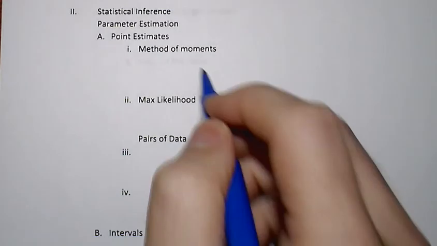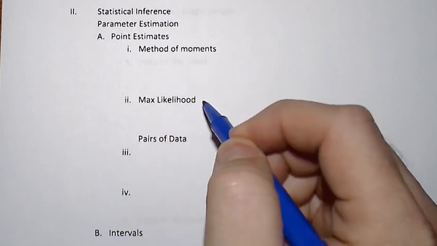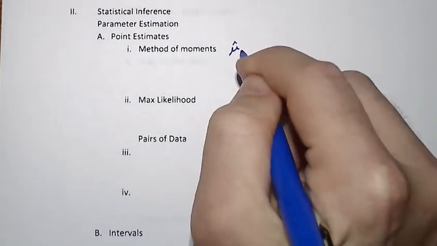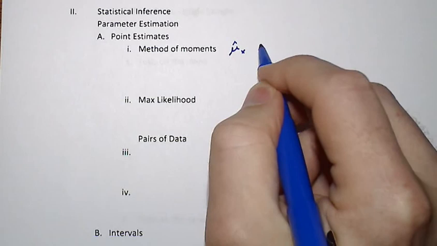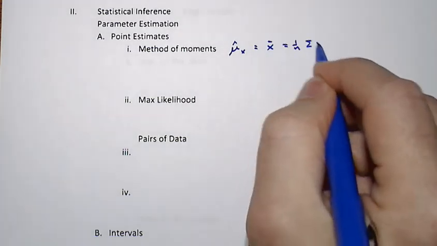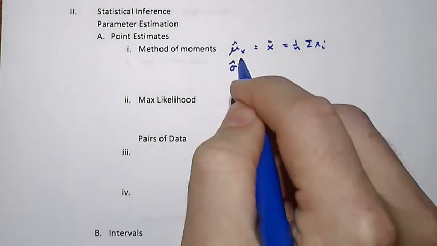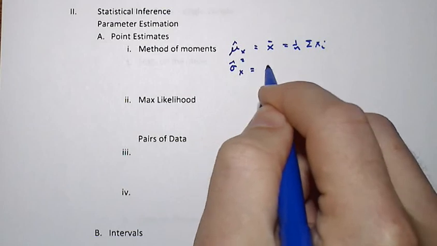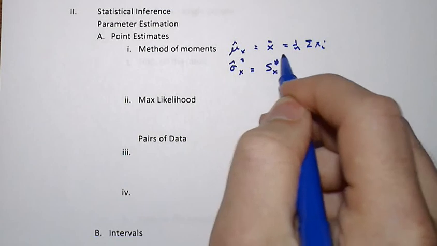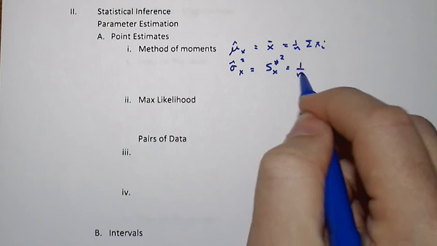And so in the point estimate approach, we had two basic ideas: the method of moments and the maximum likelihood approach, where in the method of moments our estimator for the mean was our sample mean, and our estimate for the method of moments for the variance was the sample variance that was defined with not the 1 over n minus 1, but the 1 over n.